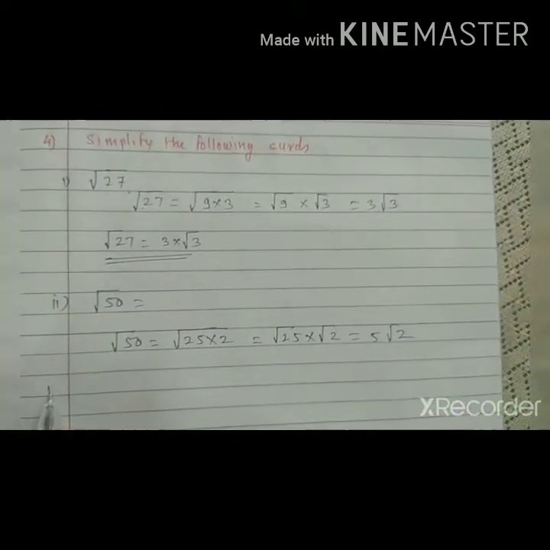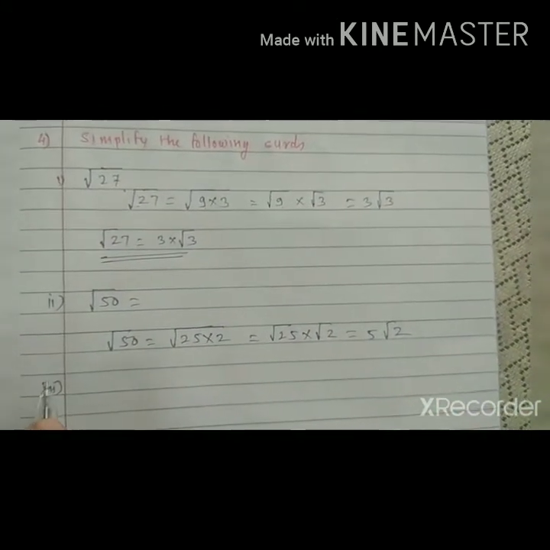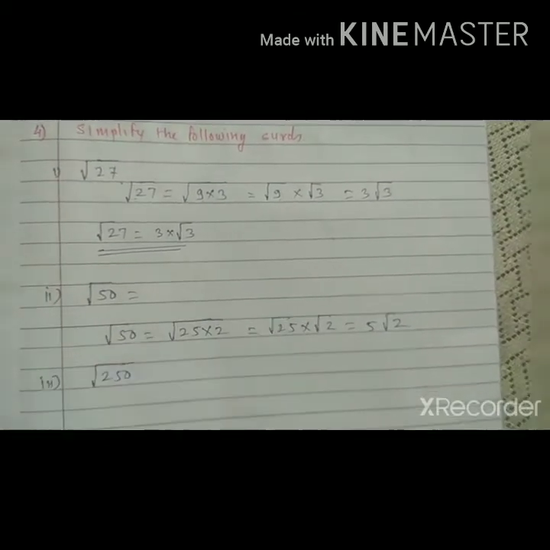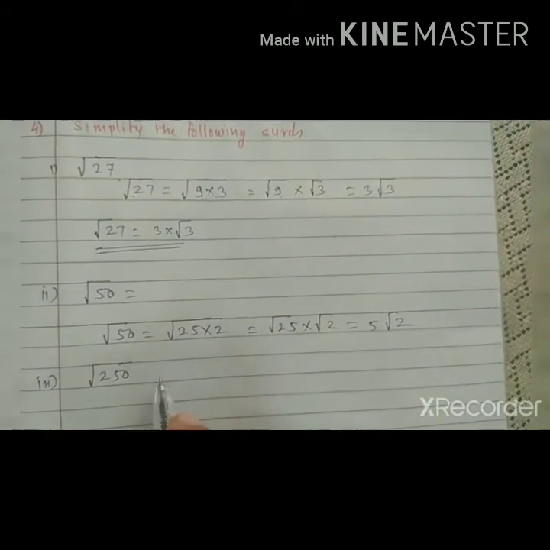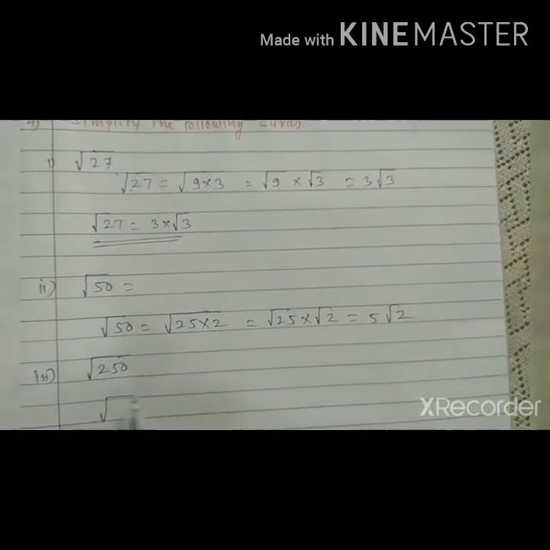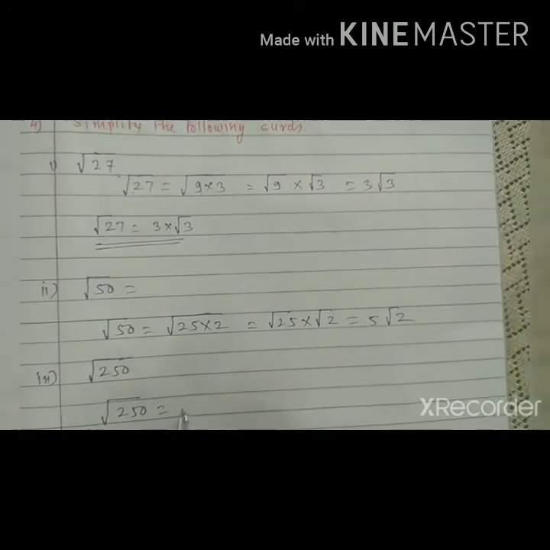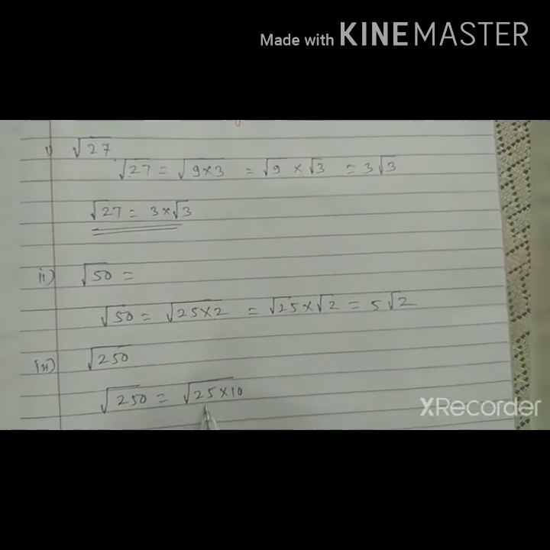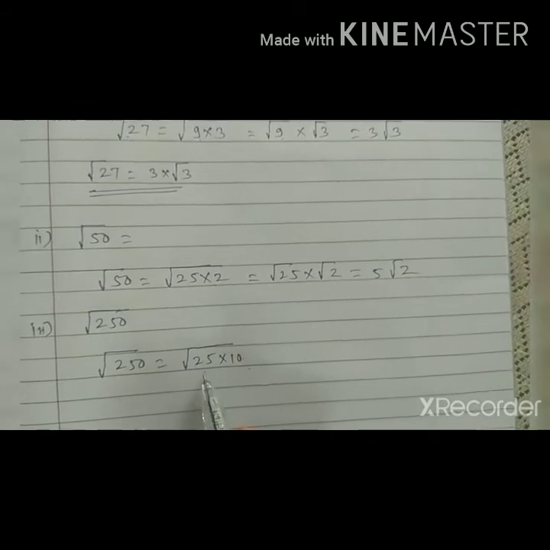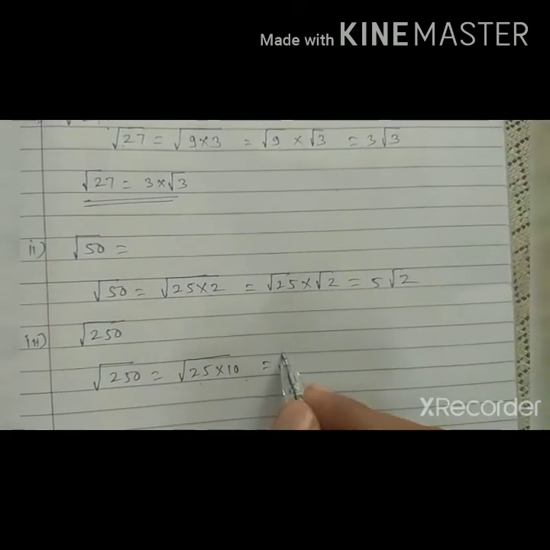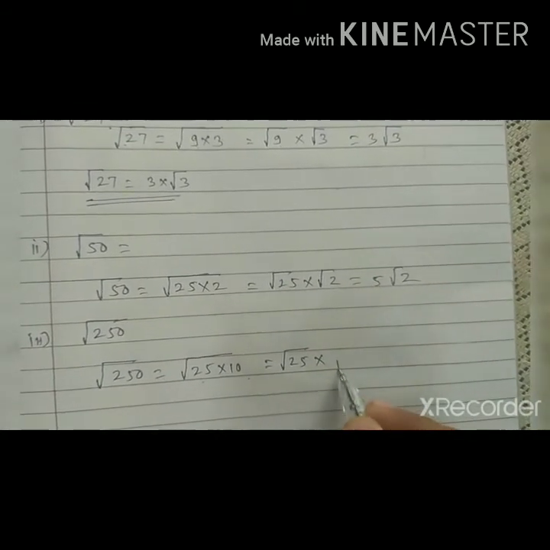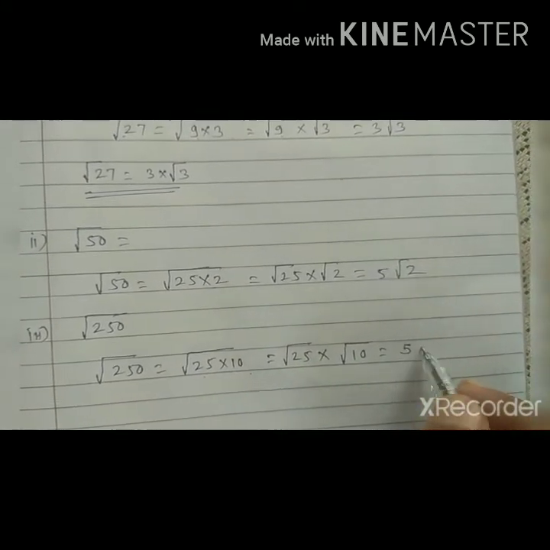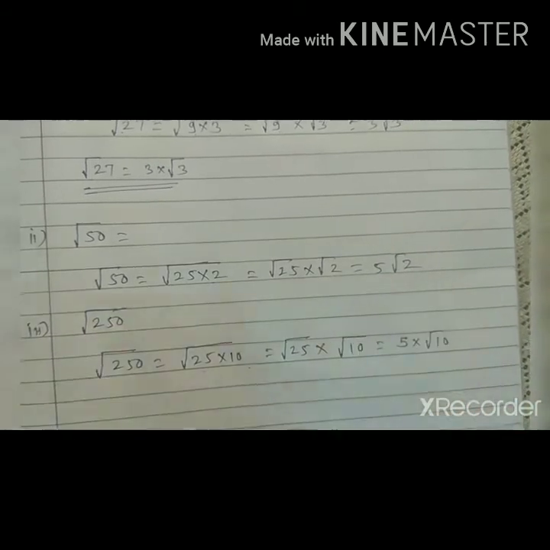So third, square root 250 is equal to 25 into 10. Simple, 25 into 10. 25 is a square number. So root 25, root 10. Root 25 is 5 into root 10.